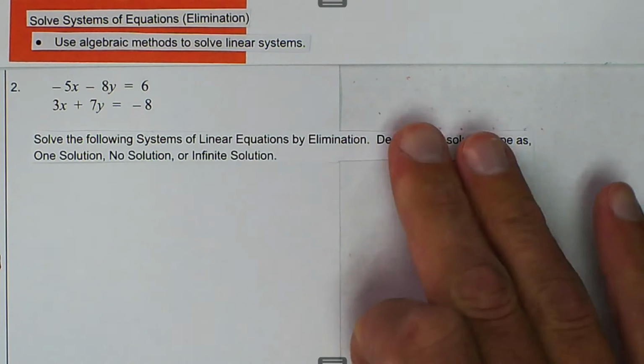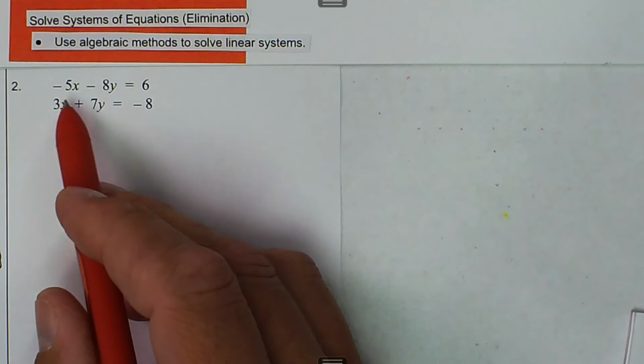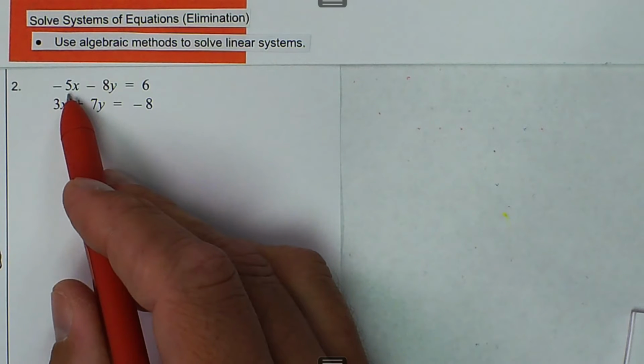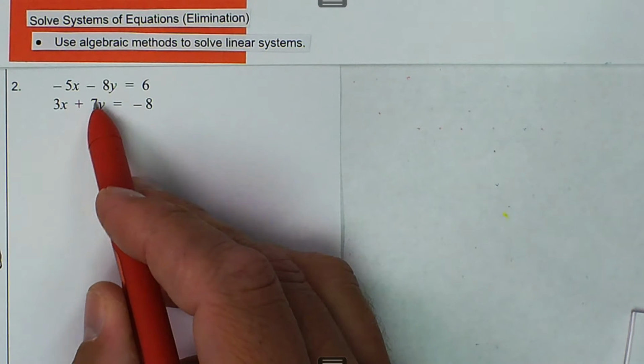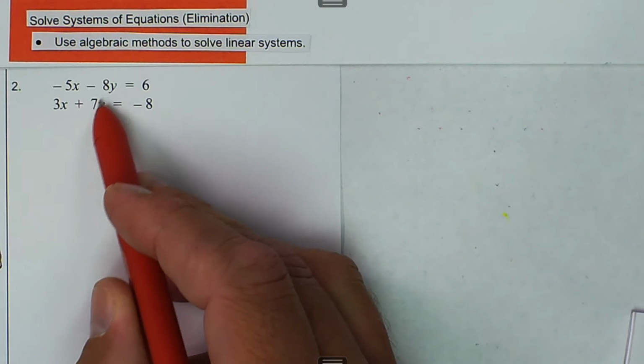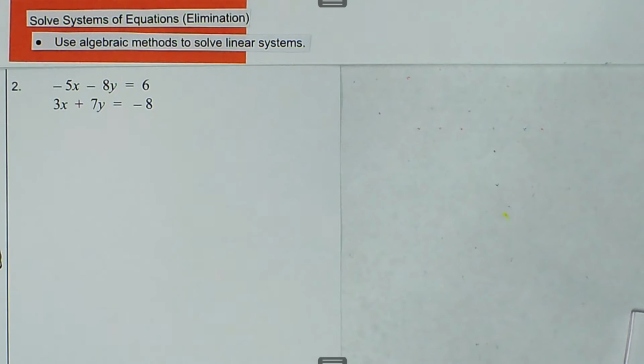So here we have the example, -5x minus 8y equals 6, and 3x plus 7y equals -8. In this case, we're going to have to scale both of these. What I would do is try to keep the numbers as small as possible. So here we have a -5 and a 3, and here we have a -8 and a 7. We would have to get up to 56 to get these ones to cancel, but the ones we could get to cancel are at 15.